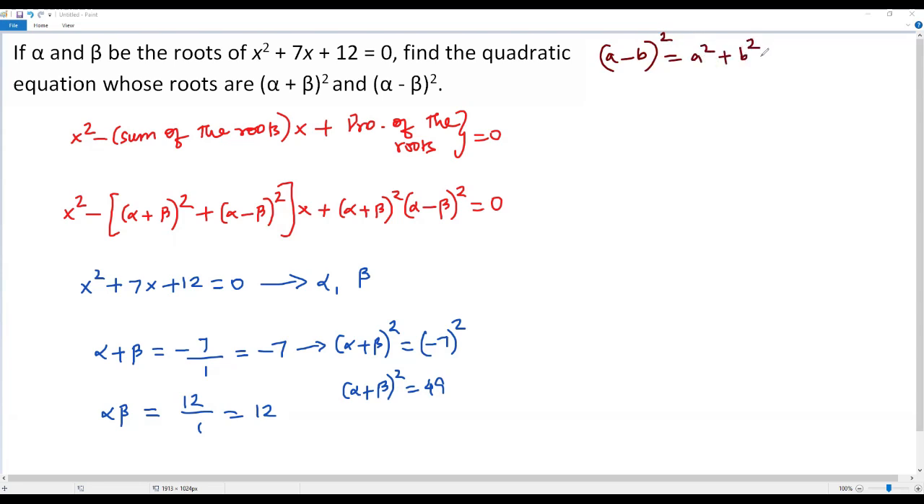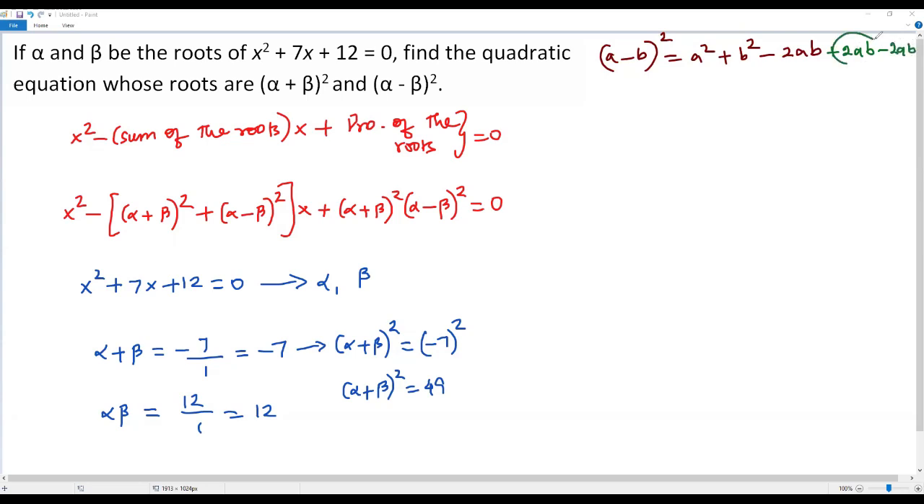+ b² - 2ab. Okay, now in this identity, what I'm going to do is add 2ab. When I add 2ab to the right side, definitely the right side cannot be equal to the left side. Actually, the left side is the expansion of (a - b)², but additionally I've taken +2ab. So to adjust this, I subtract 2ab.